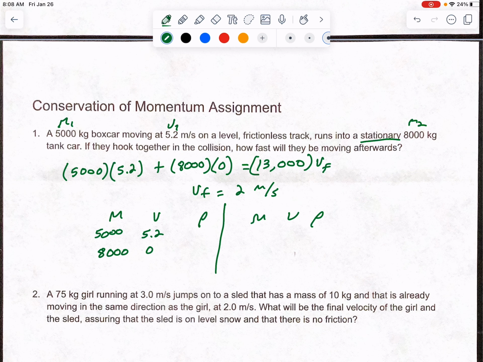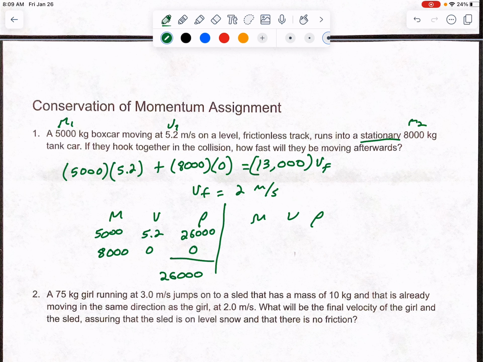What I would do is multiply my mass and my velocity. Let me pull out my calculator real quick. So 5,000 times 5.2 gives me a momentum of 26,000 for that boxcar. Now, 8,000 times 0 is 0. I would add these up, so I have a total momentum of 26,000.